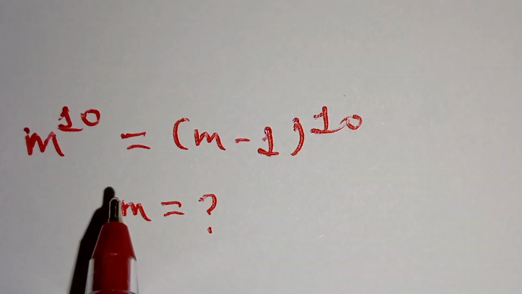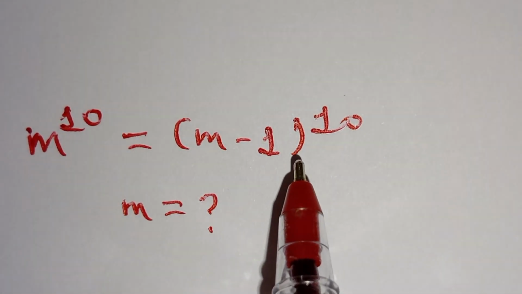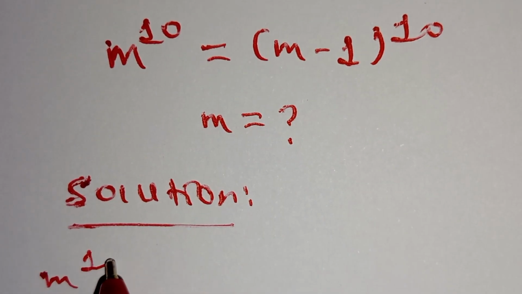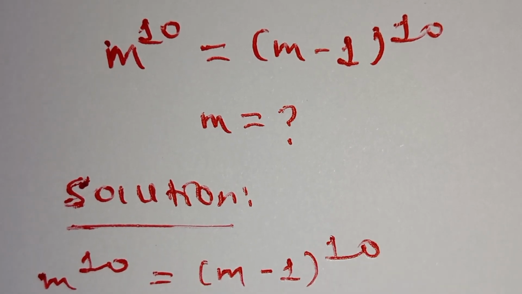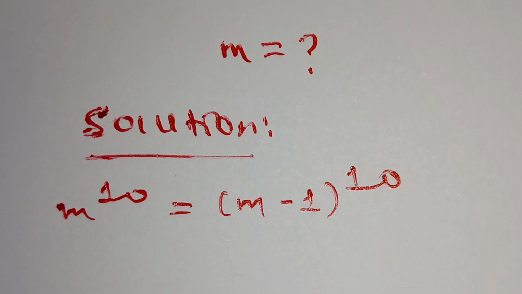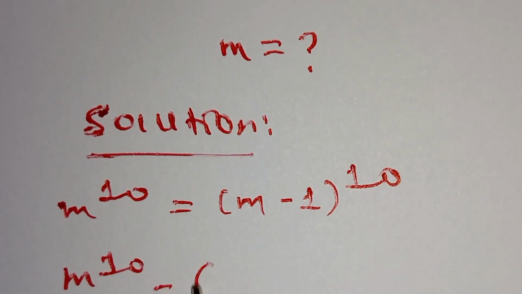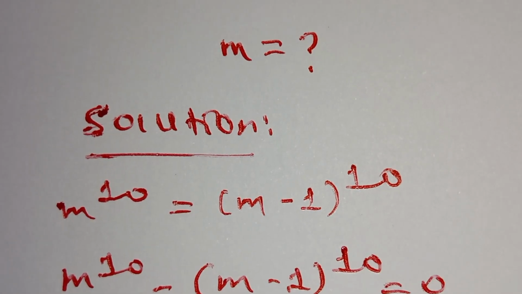Hi everybody, how to solve m to the power of 10 equals (m minus 1) to the power of 10. Solution: m to the power of 10 is equal to (m minus 1) to the power of 10. This is the same as m to the power of 10 minus (m minus 1) to the power of 10 equals 0.